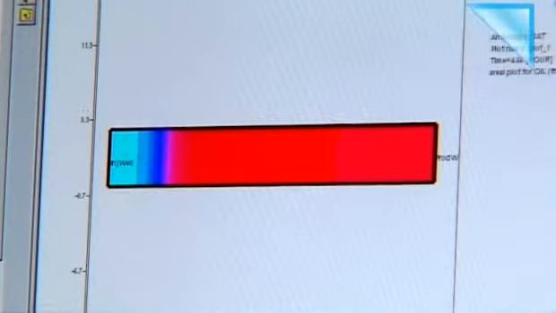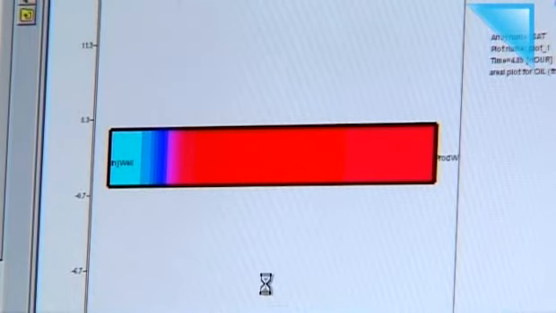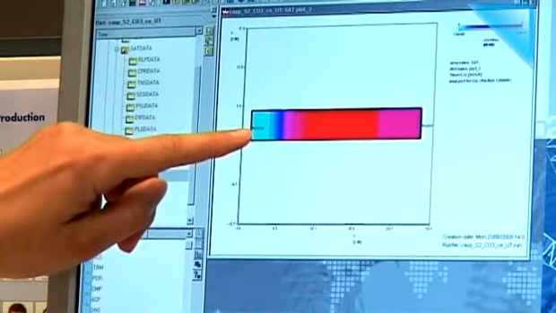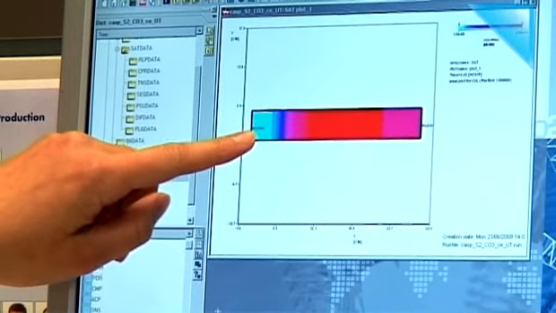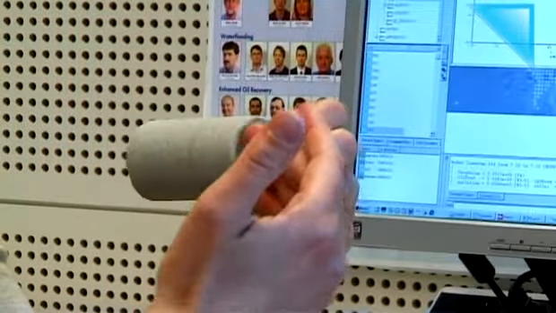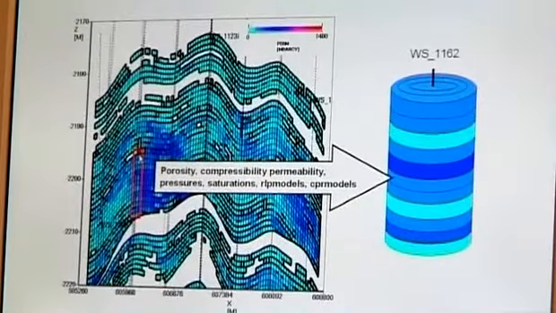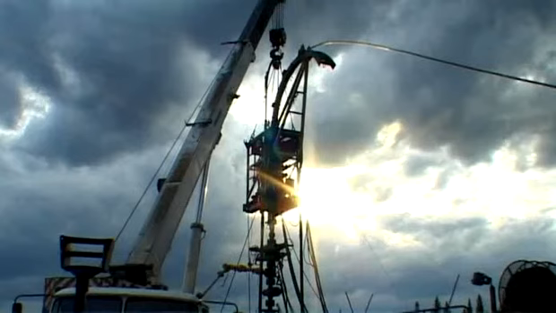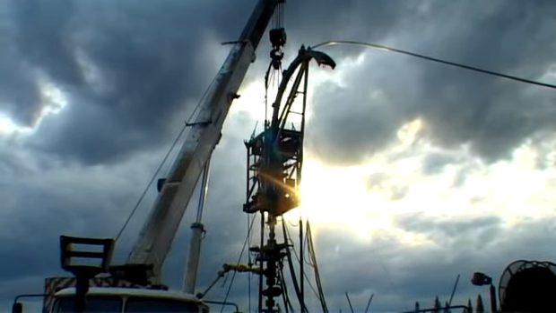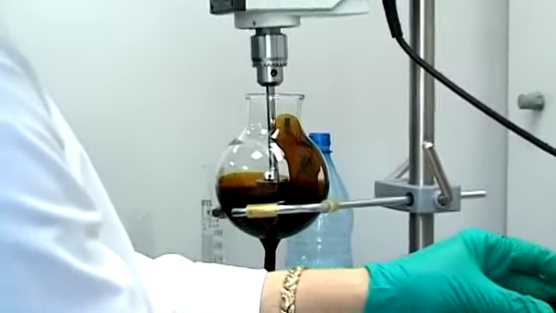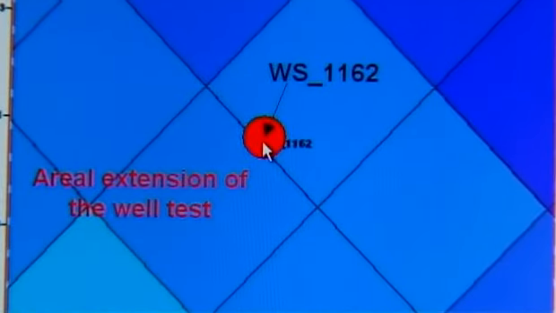You can see a flood front moving in the simulation, and behind the flood front you can see these light blue colors. These light blue colors are an indication that there is almost no oil left in the core. After performing the core flood experiments, ASP is injected into one well, and the oil concentration in the well is measured before and after the ASP treatment with tracers.